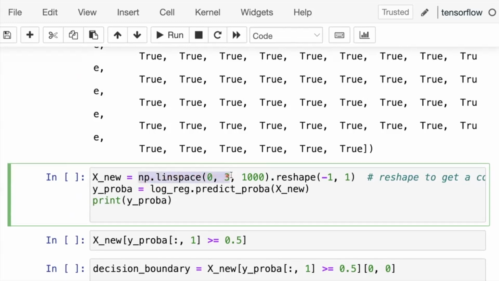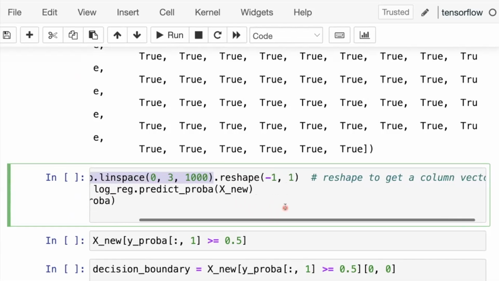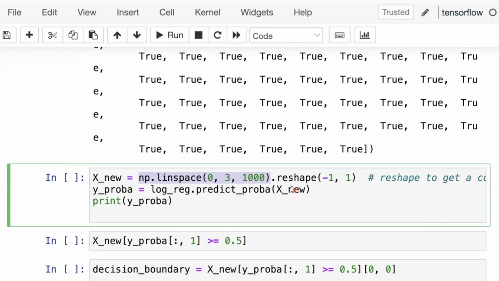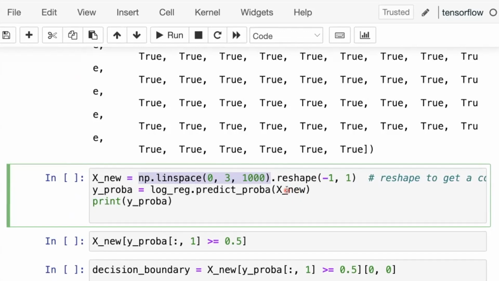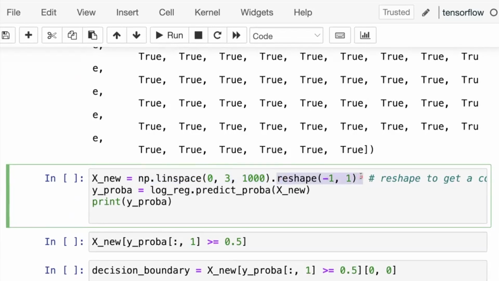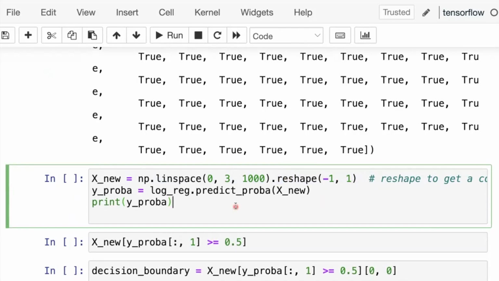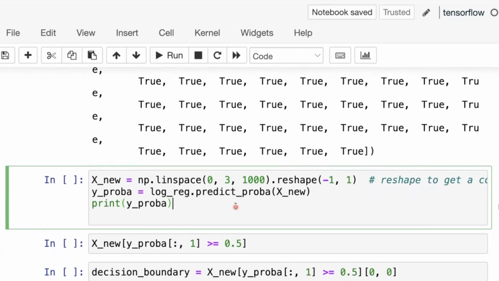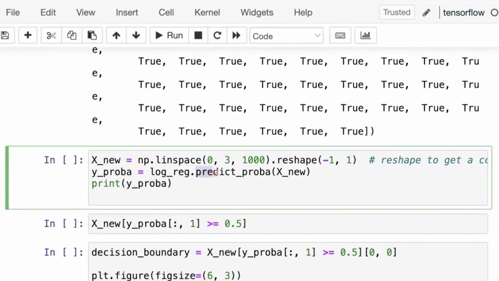So in this case, we create our test data, elements from 0 to 3. And we're going to reshape this to a column vector because remember, when you want to pass a data matrix to a linear regression or logistic regression model, even though you have one column or one feature, you need to make sure that this is indeed a 2D array. And the nice thing is that since this logistic regression model by default is a probabilistic model, you can use this method called predict underscore proba. So this will give us probability scores.